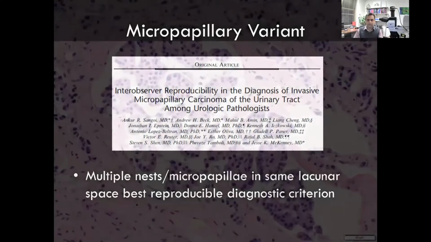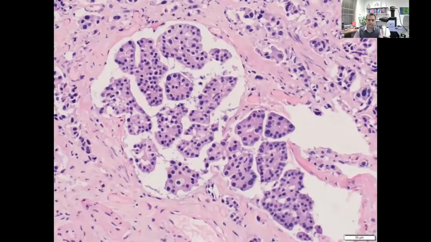What do we mean by this? Here is a great example. You can see one lacunar space, one complete space, and within the space, you get multiple small nests of micropapillae. These finger-like projections without fibrovascular coils are called micropapillae, and you can see many of them in a single lacunar space. So this is when we should be calling something a micropapillary urothelial carcinoma.